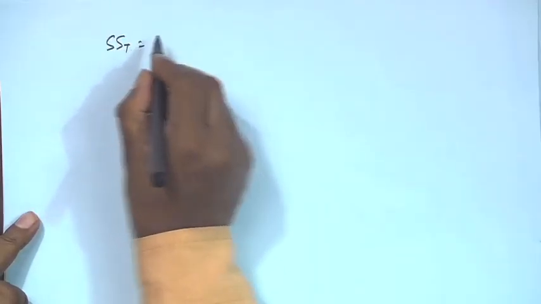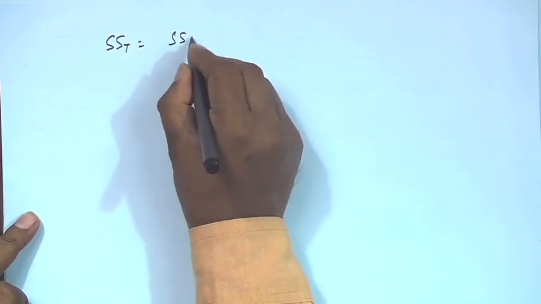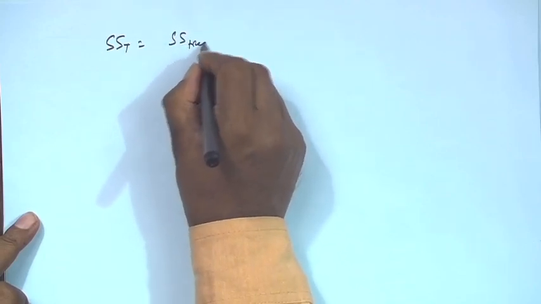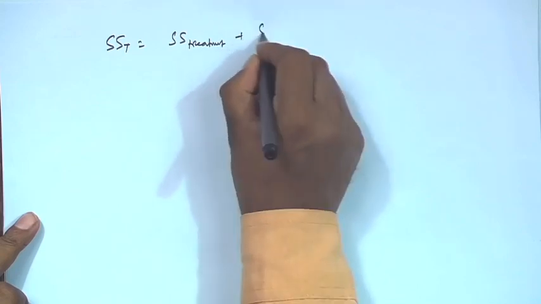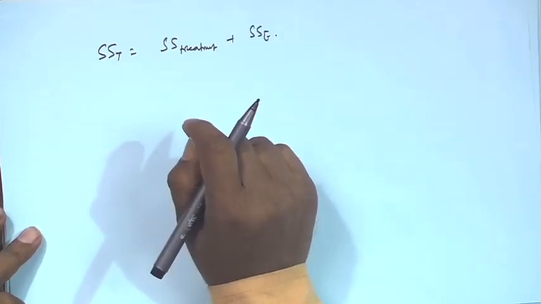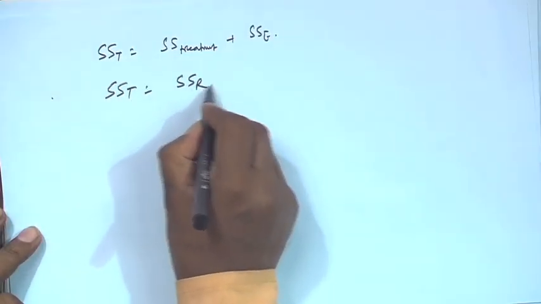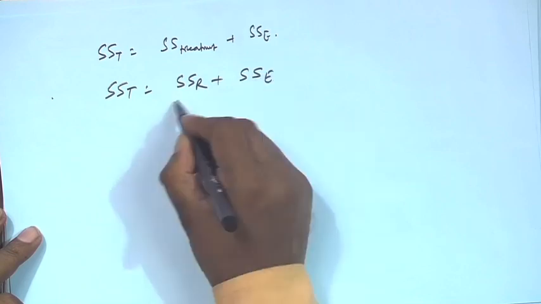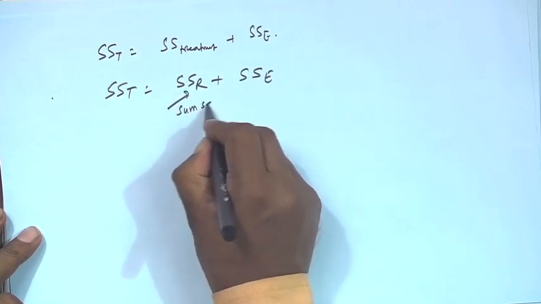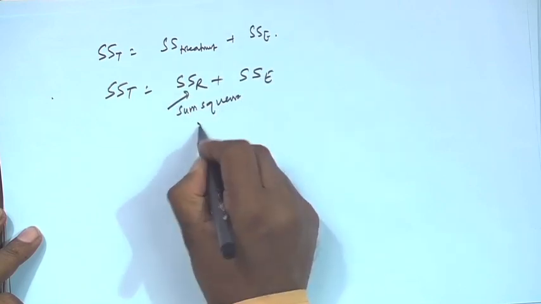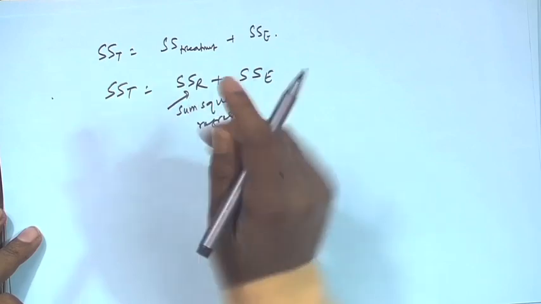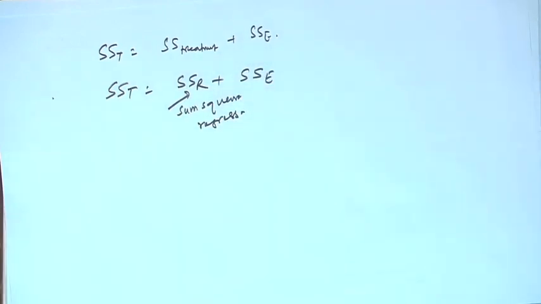You have seen in ANOVA that sum of squares total equals sum of squares treatment plus sum of squares error in one way ANOVA. Here also in regression we can write sum of squares total equals sum of squares regression plus sum of squares error. This is sum of squares regression, or we can say sum of squares model.